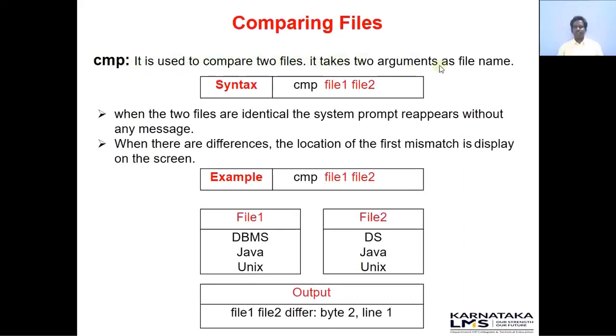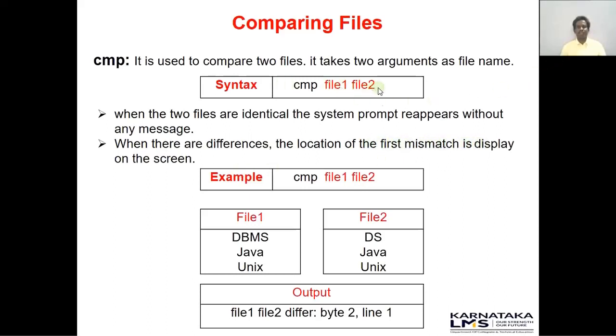It takes two arguments as a file name. Syntax: cmp file1 file2. This command compares the two files. When the two files are identical, the system prompt reappears without any message. When there are differences, the location of the first mismatch is displayed on the screen.